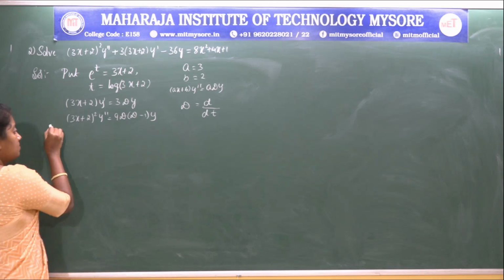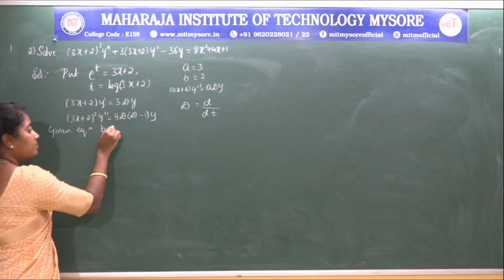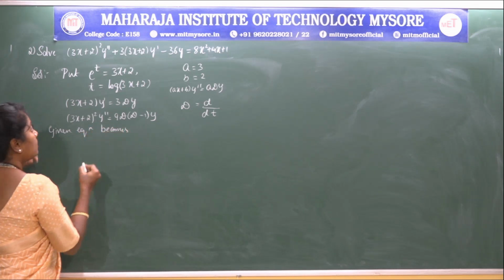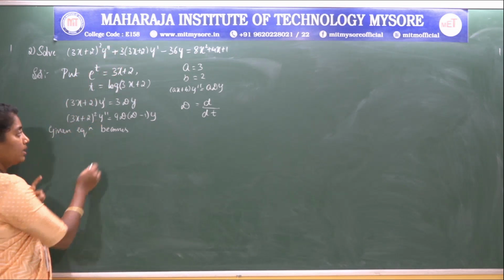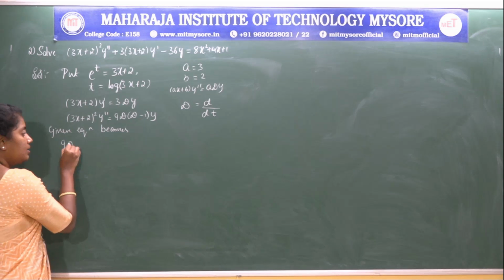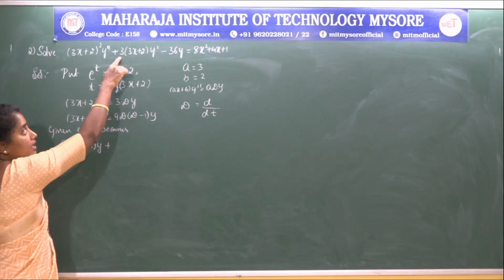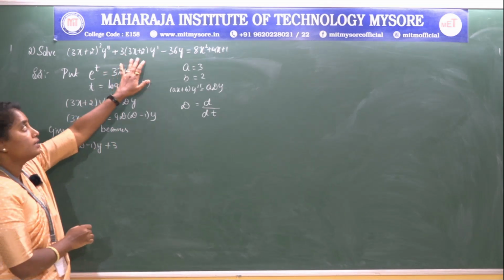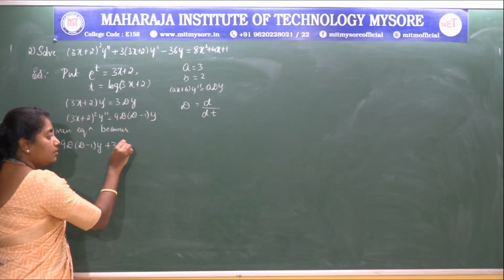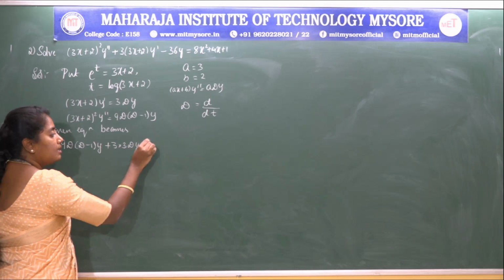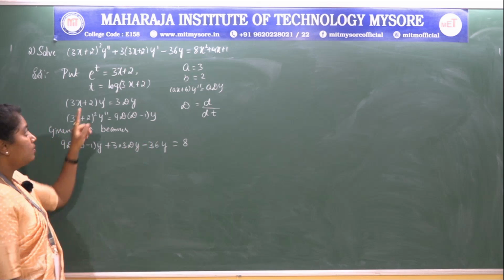So now the given equation becomes: (3x plus 2) whole square y double dash is equal to 9 into (d minus 1) of y, plus writing this 3 as it is, and (3x plus 2) into y dash is equal to 3 into dy, minus 36y is equal to 8 times the x value.